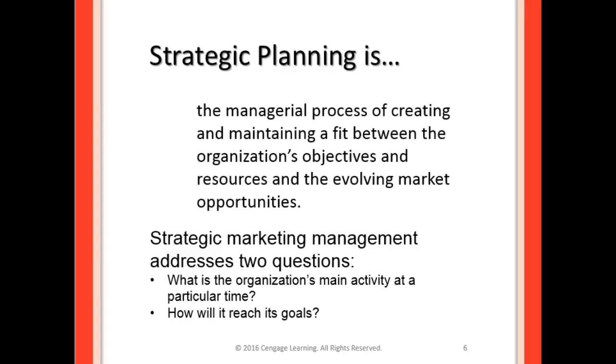Alright, starting off, we're going to talk about strategic planning. Now, the goal of strategic planning is to create and maintain a fit between the organization's resources and the objectives that they have. Okay, so they have your goals and your resources, which could be anything from money and equipment and personnel. And also the other thing that it throws in here is the evolving market opportunities. That is, what is becoming available for you to potentially make money on? What areas or industries can you go into to be able to address needs and wants of customers?